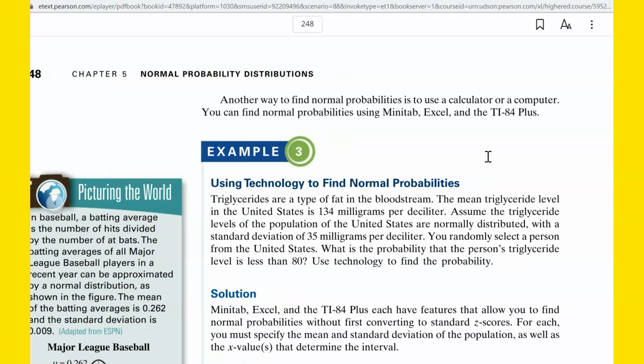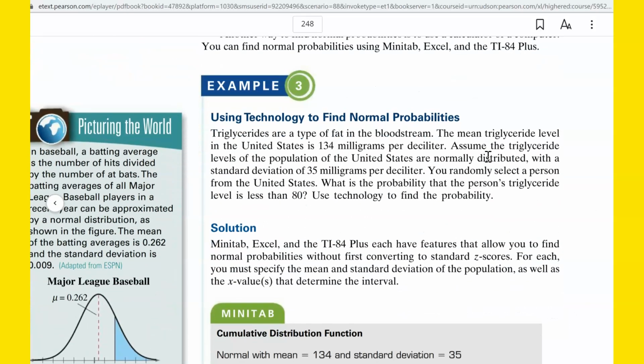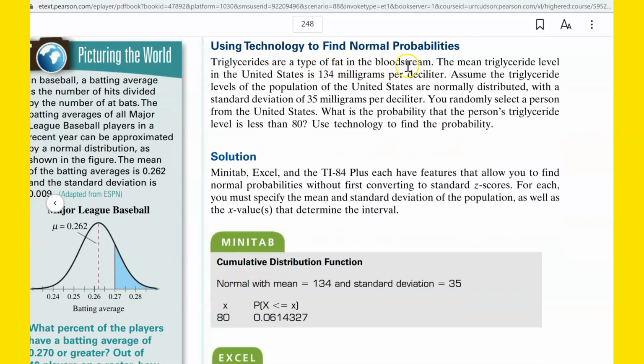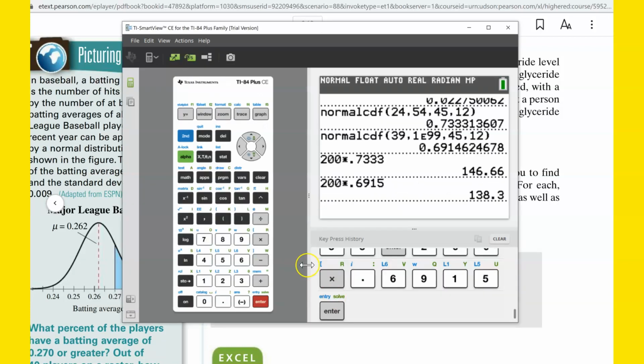Started off strong in 5.2. Okay. Triglycerides are a type of fat in the bloodstream. The mean triglyceride level in the United States is 134 milligrams per deciliter. Assume the triglyceride levels of the population of the United States are normally distributed with a standard deviation of 35 milligrams per deciliter. You randomly select a person from the United States. What is the probability that the person's triglyceride level is less than 80? Less than 80. All right, we got a mean, don't we? 134. We got a standard deviation, 35. And we got less than 80 is the thing we're trying to find.